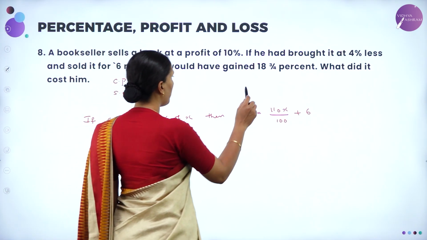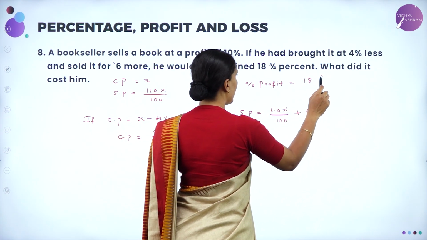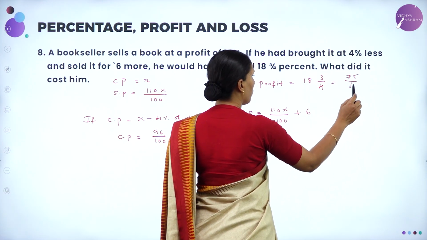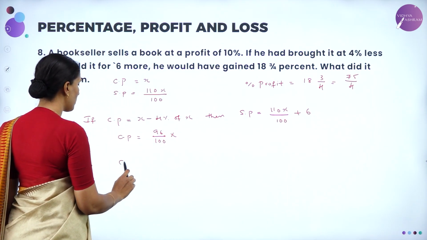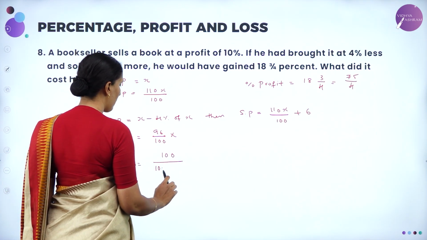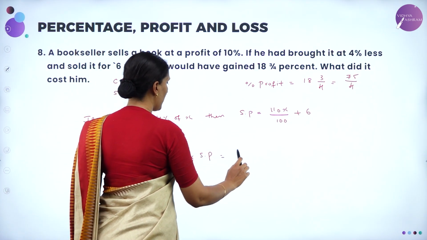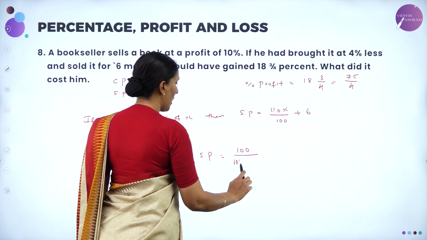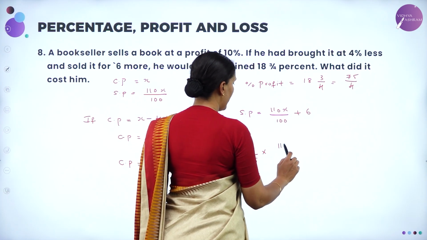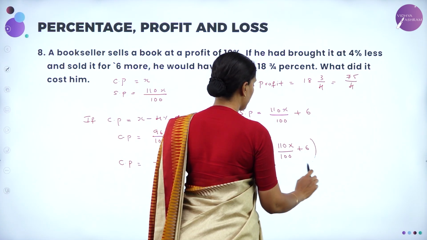They have also given the percentage profit. So that is equal to 18.3 by 4. So converting this, we'll get it as 75 by 4. Since we are supposed to calculate the cost price, we know that cost price can be calculated using the formula 100 divided by 100 plus profit percentage into selling price. So this becomes 100 divided by 100 plus 75 by 4 into selling price 110x by 100 plus 6.